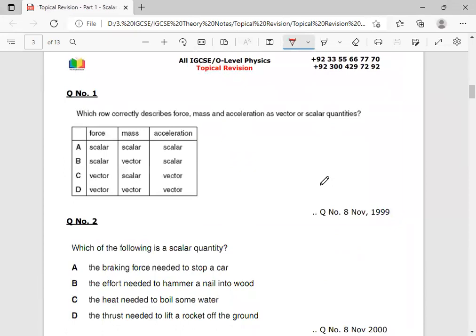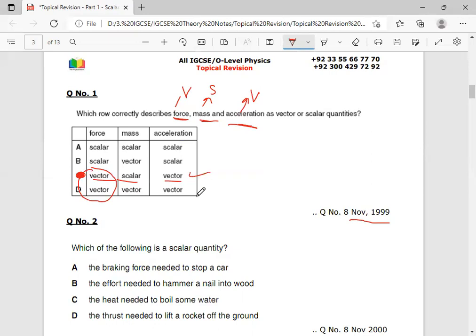These MCQs were asked in different years, so you might find these MCQs in those papers as well. Which row correctly describes force, mass, and acceleration? We know that mass is a scalar quantity, acceleration is a vector quantity, force is a vector quantity. So out of C and D, option C is the correct answer.